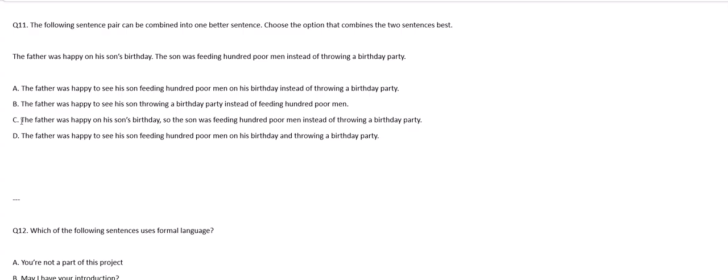Let's check option C. The father was happy on his son's birthday. Okay. So the son was feeding 100 poor men instead of throwing a birthday party. See option C clearly.